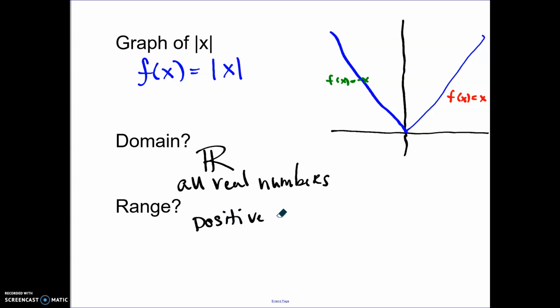And they can write this several ways: positive real numbers. Sometimes they write y is greater than or equal to 0. f of x is greater than or equal to 0. But you see the domain, I can put anything I want in, but the range of the parent function, this basic absolute value function, is positive numbers.